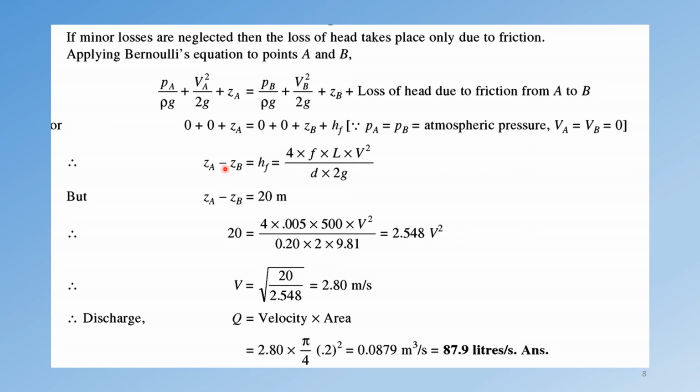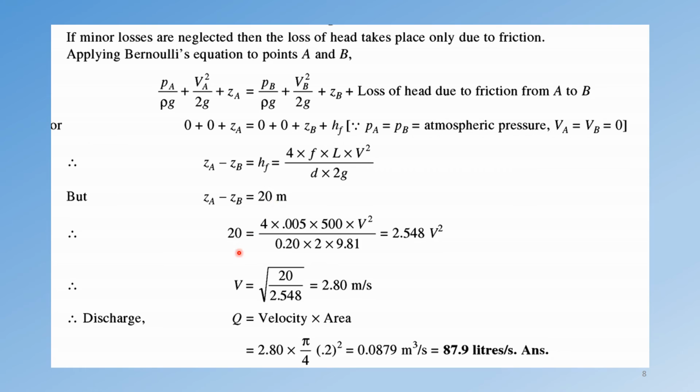Or rather we will write ZA minus ZB is equal to HF, which is equal to 4FLV square by 2GD. From Darcy's Weisbach equation, we know that head loss due to friction is 4FLV square by 2GD. Now the differential level between A and B is already given in the problem. ZA minus ZB is 20 meters.